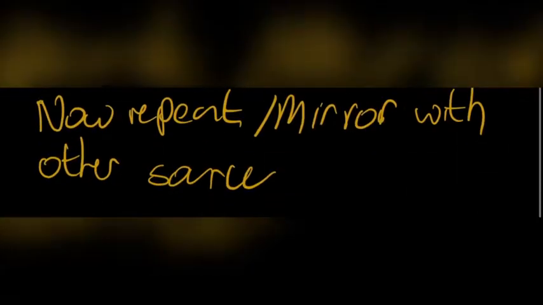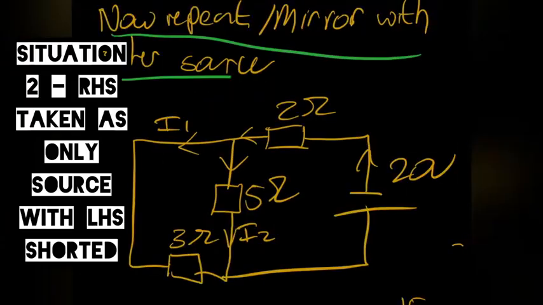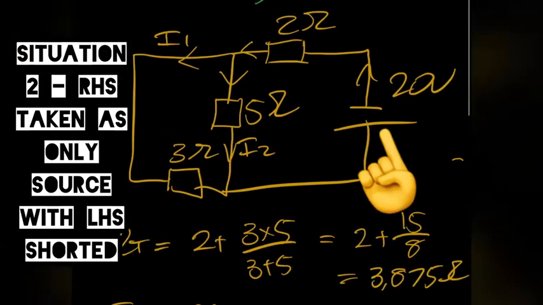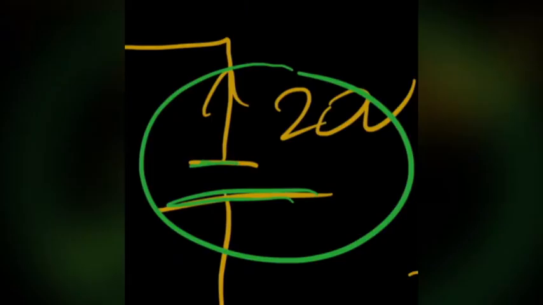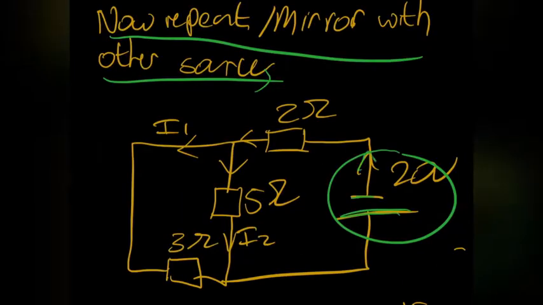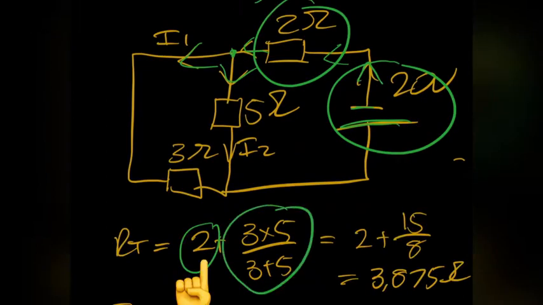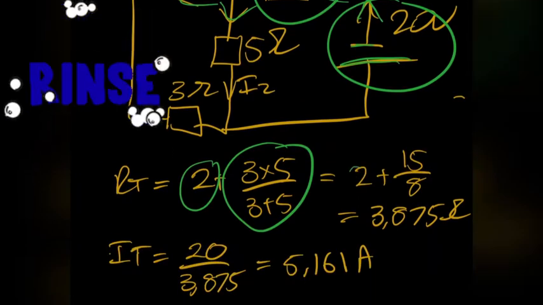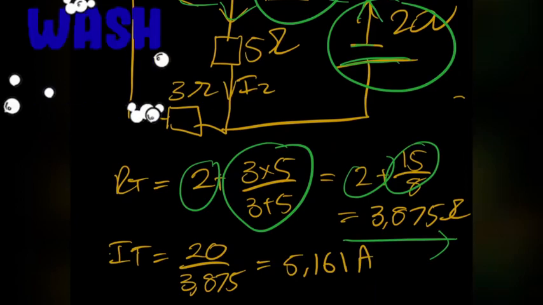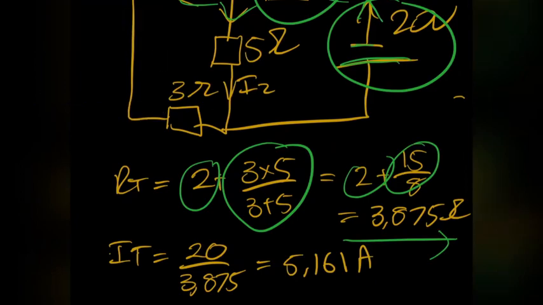So what you do is repeat exactly the same calculation, but now with the 20 volts, which has its polarity opposite to the 10 volts. So now we're going to take it from negative to positive, which is actually the way electrons flow. It's got this 2 ohm in series with it, so we can see its total resistance will be the series plus the parallel. We've already gone through this, which equates to 2 plus 15 over 8 equals 3.875 ohms.